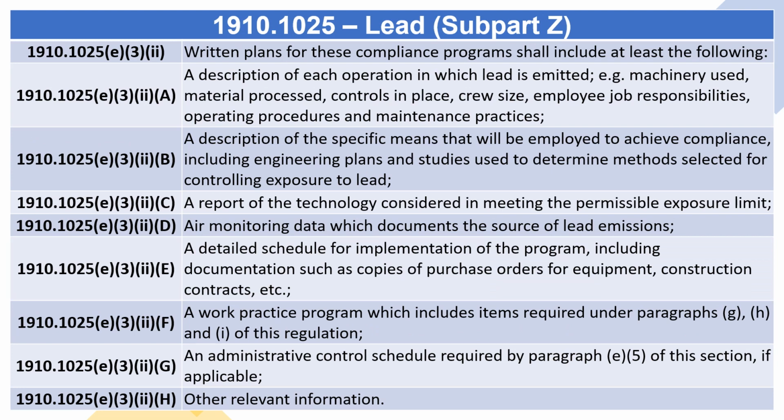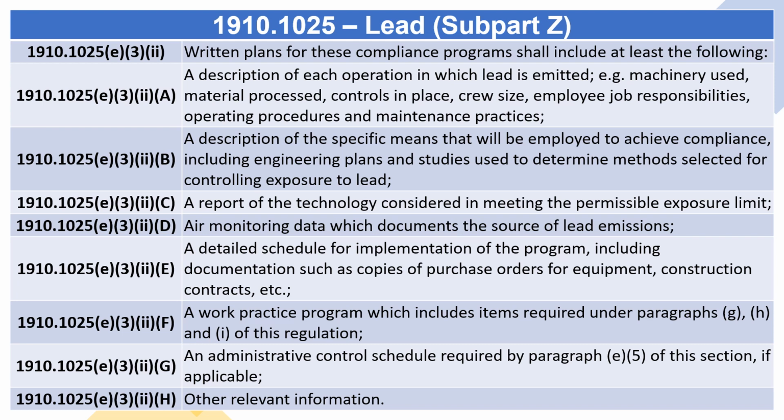1910.1025(e)(3)(ii) Written plans for these compliance programs shall include at least the following: (A) through (H). A description of each operation in which lead is emitted, e.g. machinery used, material processed, controls in place, crew size, employee job responsibilities, operating procedures, and maintenance practices. A description of the specific means that will be employed to achieve compliance, including engineering plans and studies used to determine methods selected for controlling exposure to lead. A report of the technology considered in meeting the permissible exposure limit. Air monitoring data which documents the source of lead emissions.